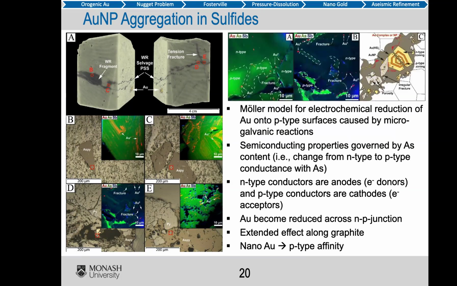So this one I was looking at the molar model stuff. The molar model talks about the different surface energies and the different types of conductance that sulfides can have. This is related to arsenic content when it comes to pyrite or arsenopyrite. If you have increasing arsenic content, you could change the kind of conductance a pyrite has from an N type, a negative type conductor, to a P type, positive type conductor.